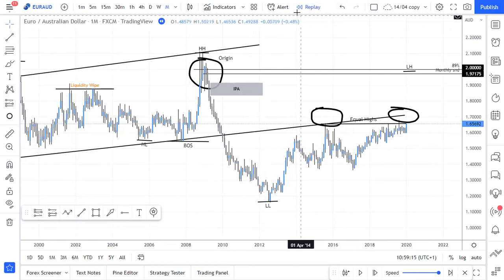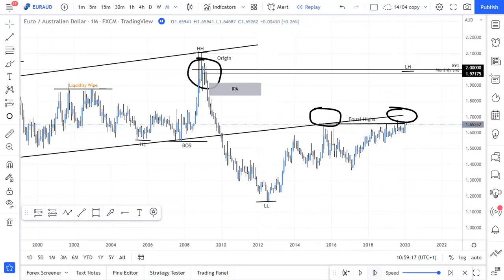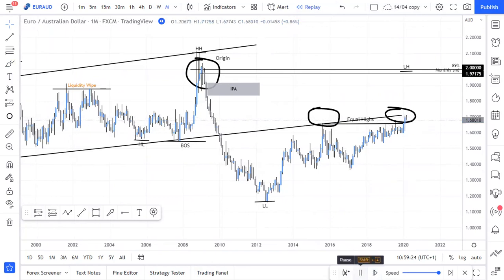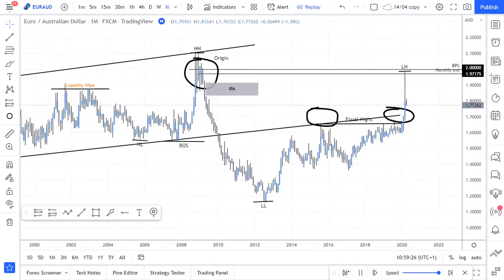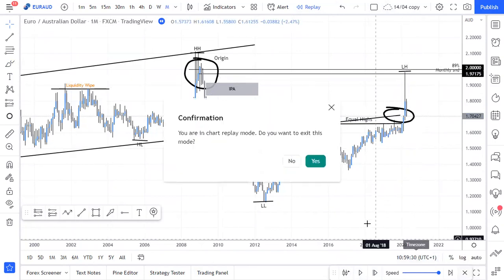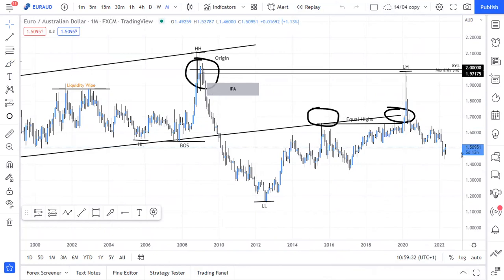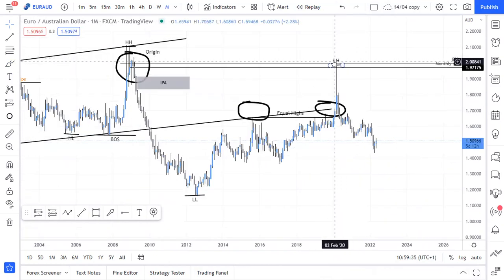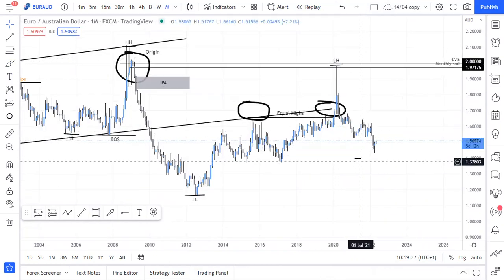price actually, let's put this back into replay mode. Price played around that level before taking out all the things, before coming up and making a new lower high, closing all these positions, and then as it closed them, it obviously rocketed back down.